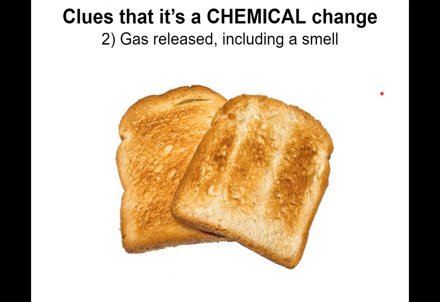Another clue, so clue number 2, that it's a chemical change. Remember, these are clues. They're not 100%, but the more clues you have, the more you believe that it's true. Okay, so is there a gas released? Gas released can be a smell. Like when you smell something burning, like when you make toast, you get that smell of toast that is different than the smell of bread. And so that's a signal that something different has happened. Some bonds were made or broken to make a new substance, and that substance is what you are smelling. So gas release can be a new smell.